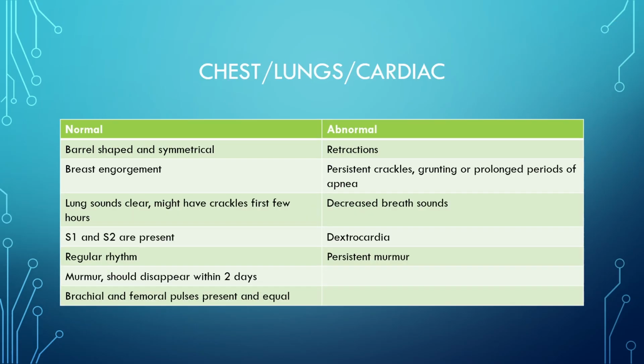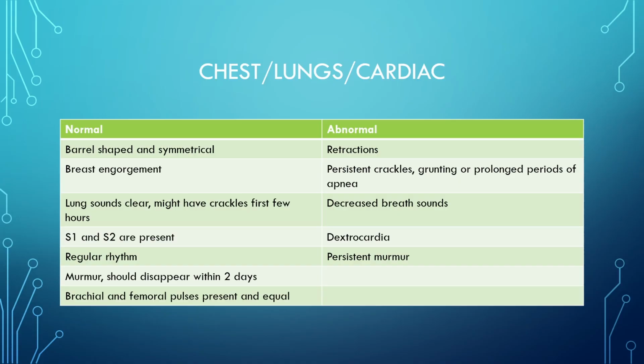Moving our way down, looking at the chest, lungs, and cardiac. So a normal finding for the chest is that it's barrel-shaped and symmetrical. You might notice some breast engorgement. The lungs should sound clear. Again, you might have crackles for the first few hours. When you're listening to the heart, you should hear S1 and S2. Should have a regular rhythm. The murmur, if it is present, should disappear within 1 to 2 days. And if you're feeling for brachial and femoral pulses, they should be present and equal.